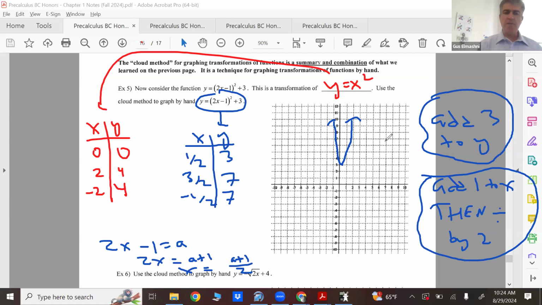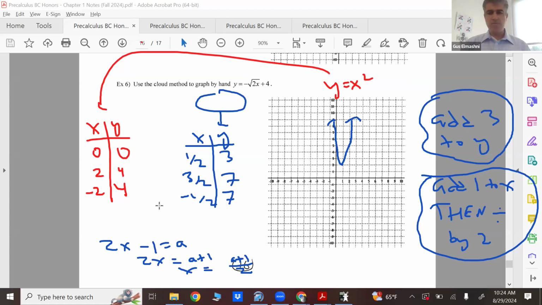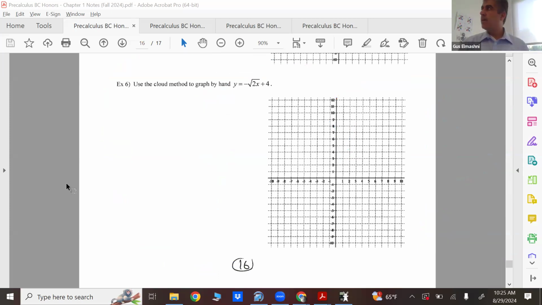Okay, so now I feel better. I've done this cleaner. We're good? All right. Go and try example 6 on your own, or you could check with someone in your table group. I'll freeze the screen and we'll compare. And do the parent function first, guys. y equals root x. That's a good habit.